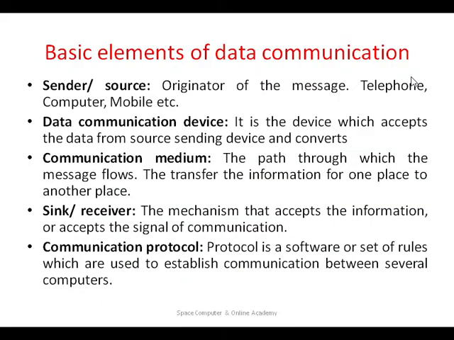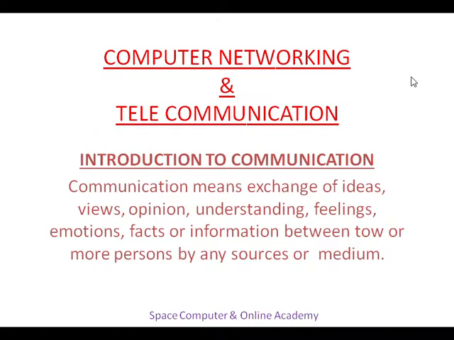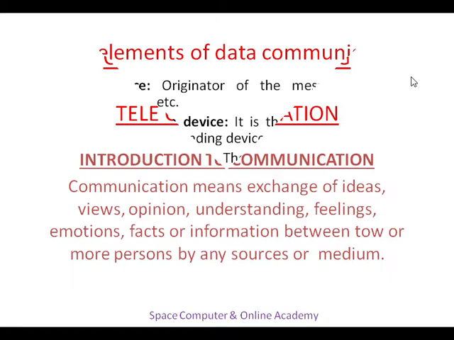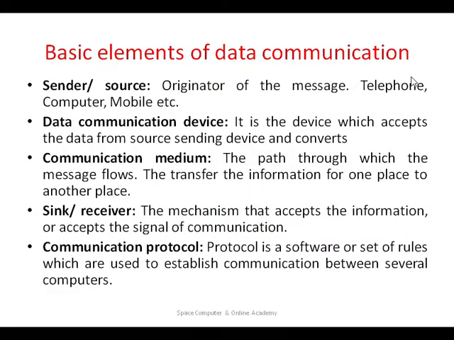Basic elements of data communication. Again, I'm going to jump to the next chapter. In this chapter, the basic elements of data communication. For data communication, at first we need a sender and source. It is called the sender and source, which is known as the originator of the message. For example, if you are using a computer or mobile, from these items you can originate the data.